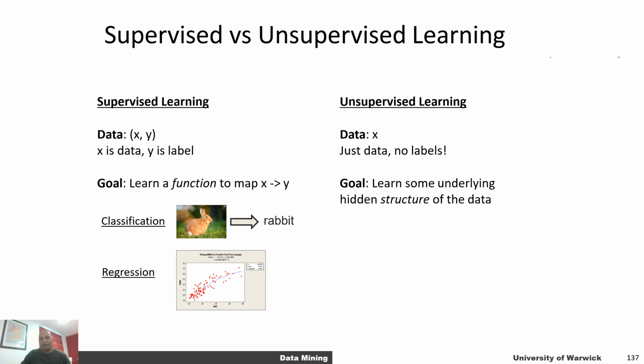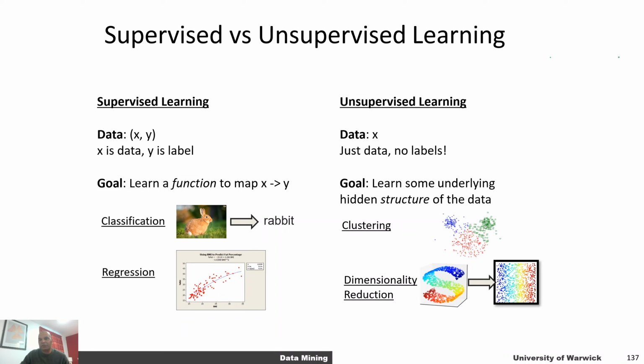And in unsupervised learning, we are just given the data, no supervisory signal on what labels should be associated with it. And what we want to do is to learn some underlying hidden structure of the data. And we've talked about clustering, we talked about k-means, we've also talked about dimensionality reduction methods, and those are all examples of these unsupervised learning methods.